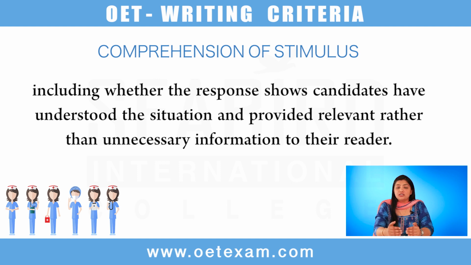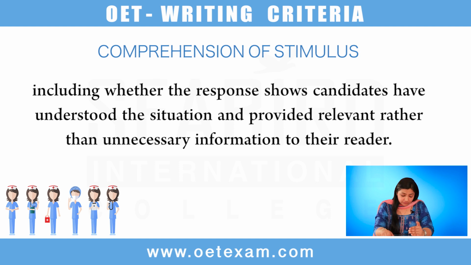Both of my students wrote the relevant information. They just picked the relevant information. That's why they got B. There is no such criteria, because I'm repeating again, there are 5 criteria on which they are going to assess your letter. So let's move on to the next parameter, that is the comprehension of stimulus.